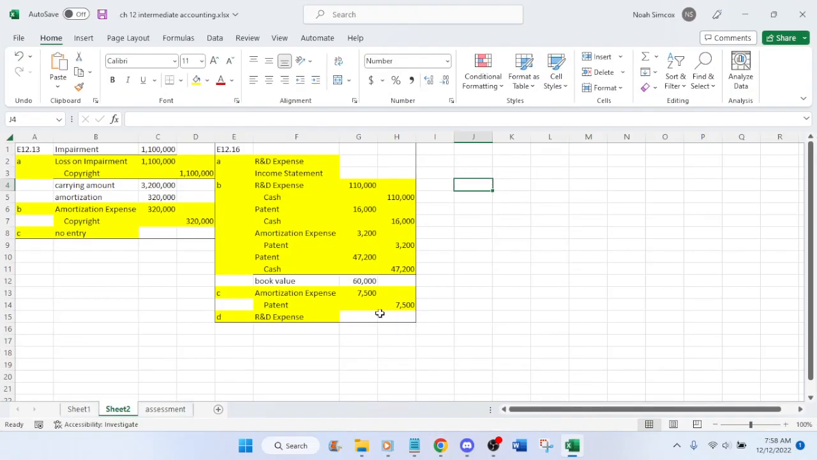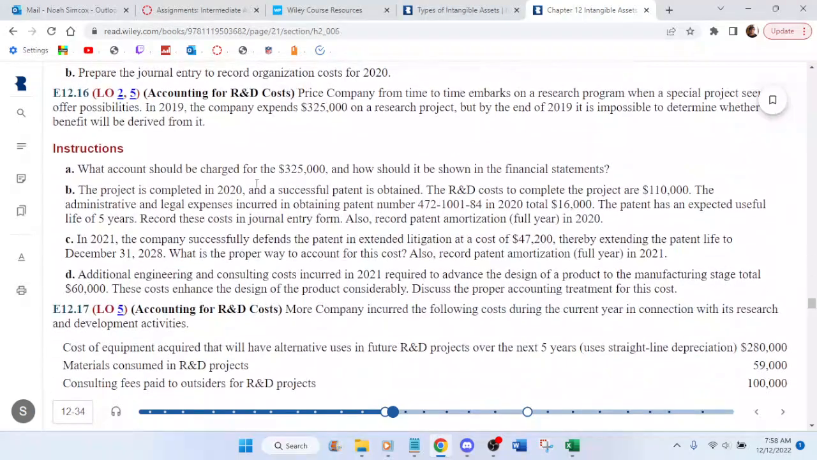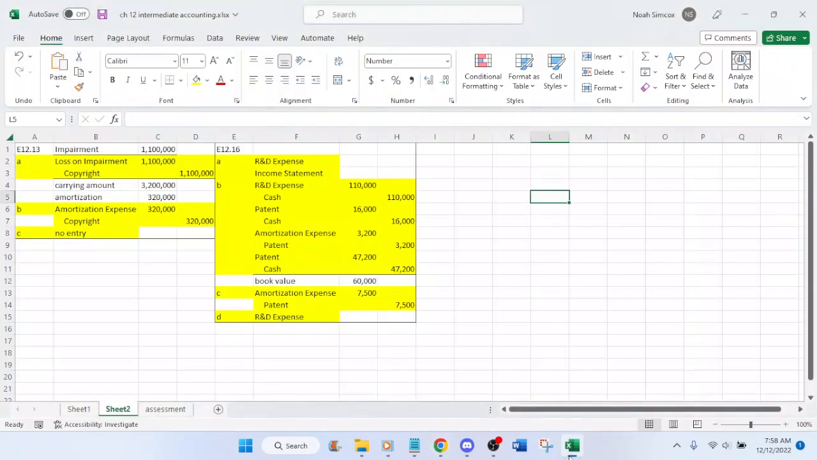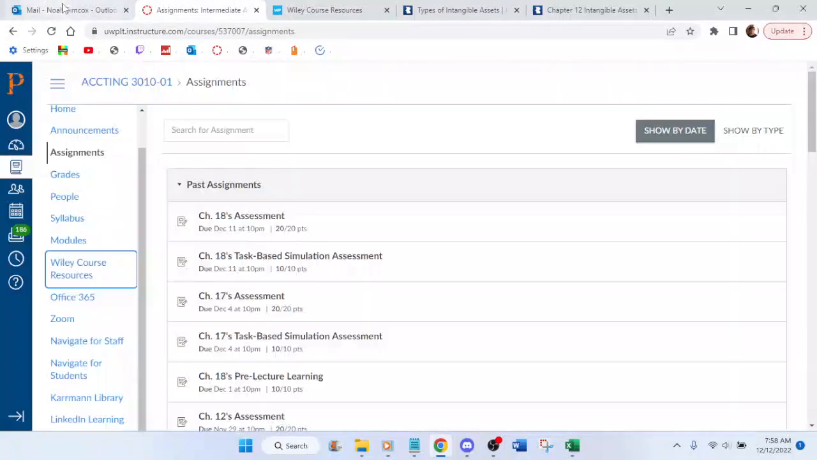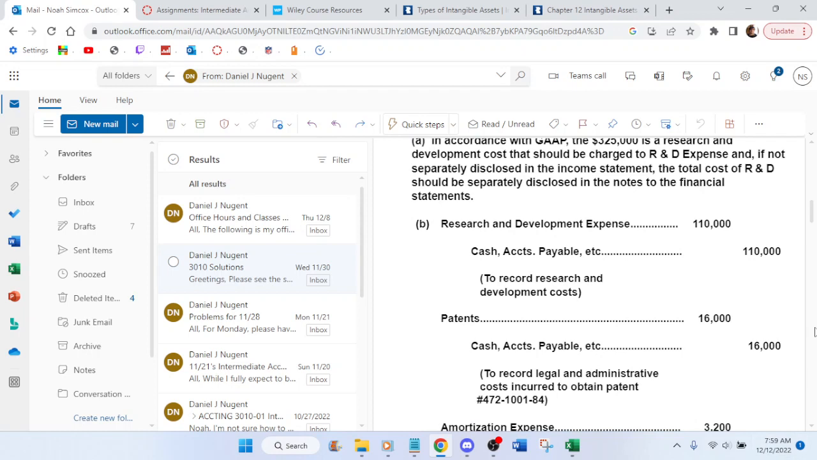A, I listed R&D expense and income statement. That's all I wrote for A. Okay, what on earth am I talking about here? It says, what account should be charged for $325,000? I said R&D expense. It should be shown in the income statement. Let's see what this says. It says either separately disclosed in the income statement or separately disclosed in the notes to the financial statements.